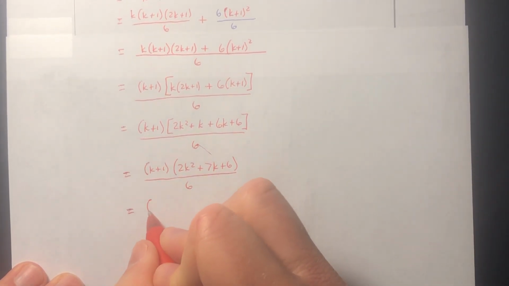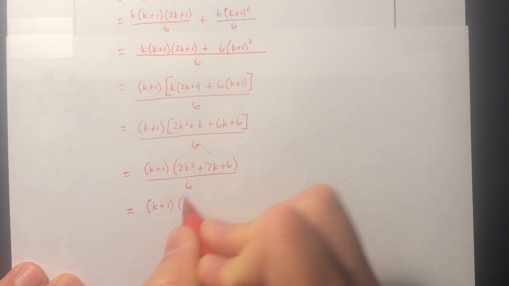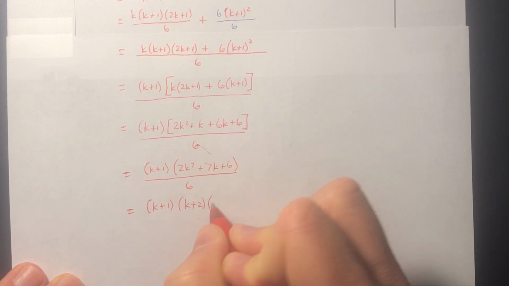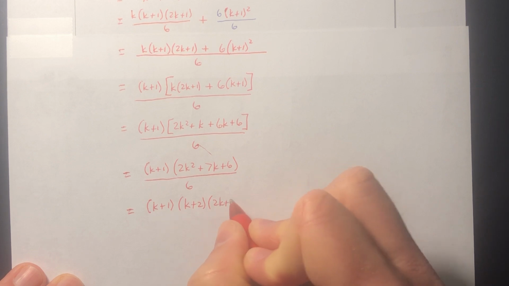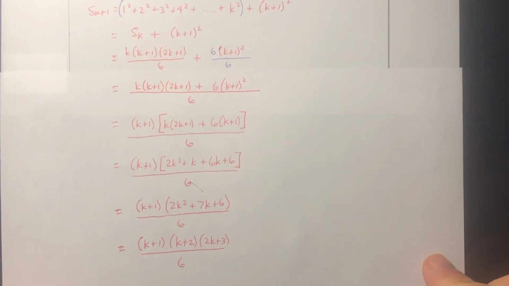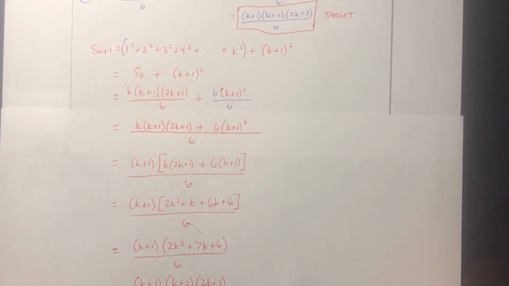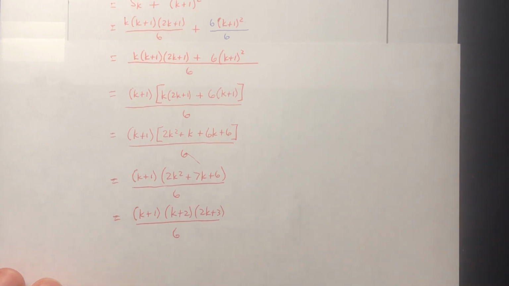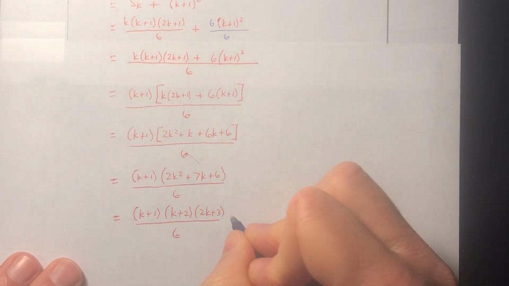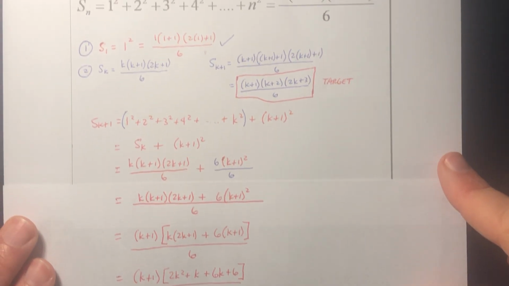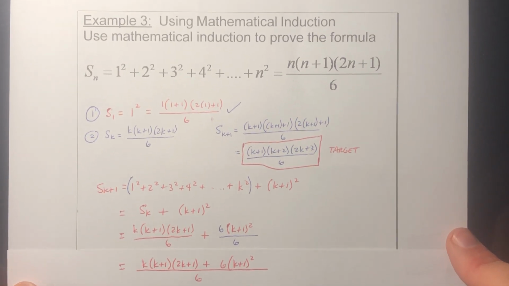All right, so one last step. To factor that trinomial, you end up with k plus 2, 2k plus 3. There is your target. I don't think I'll be able to fit it all on here, but there you have it. There's your target. That's what we ended up with. There is your proof. Okay, so let me go kind of back and review this one here real quick.